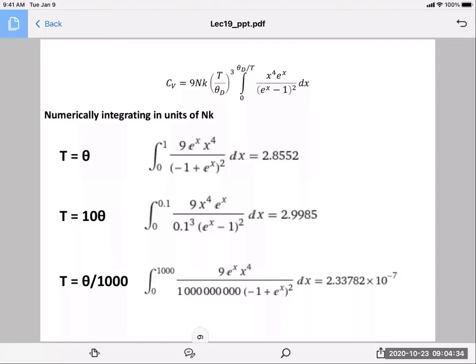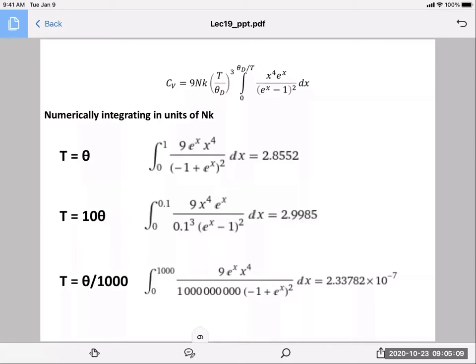So this means that I'm approaching this high temperature limit of 3 nk, but I'm not quite there at the Debye temperature. But then if I go to a much higher temperature of T equals 10 times the Debye temperature, now I am hitting this high temperature limit of CV equals 3 nk. And then if I go to a very low temperature near 0, so the absolute temperature being 1 over 1,000 times the Debye temperature, then my heat capacity does go to 0. So this is all a good sign that the Debye model is recovering a lot of this behavior.